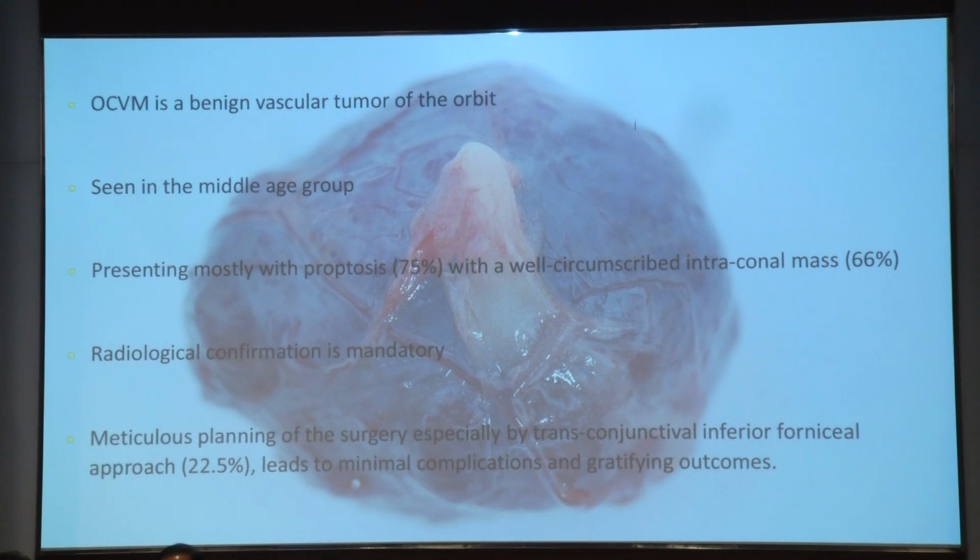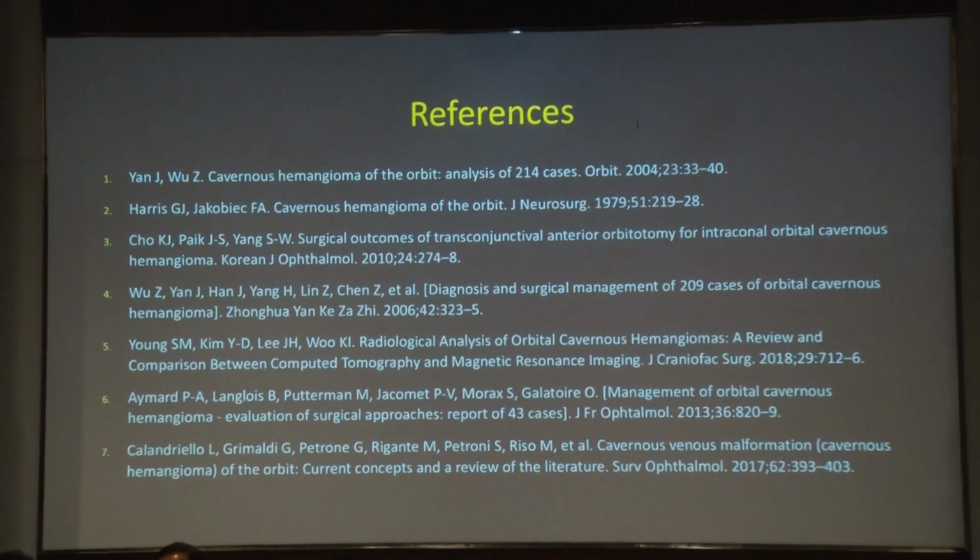And meticulous planning of surgery, especially by the transconjunctival inferior fornicial approach, which we did in 22.5% of cases, leads to minimal complications and a gratifying outcome, as 100% cosmesis was reached in our patients. Thank you. These are my references.